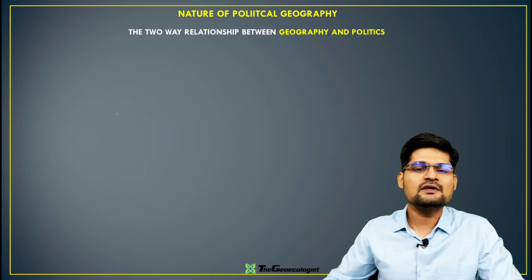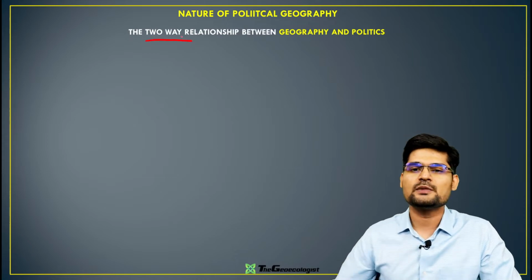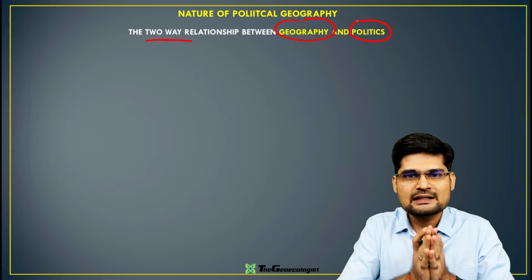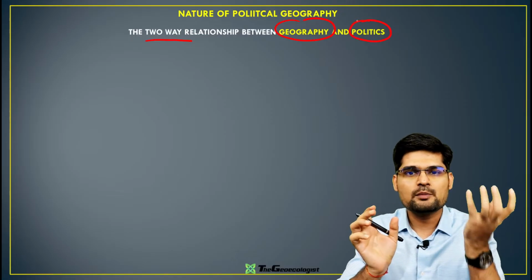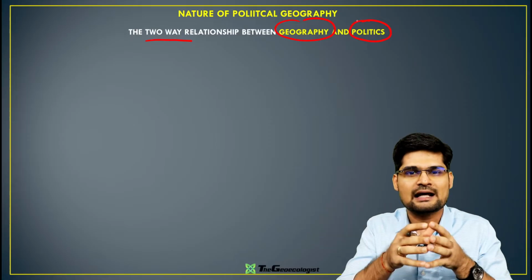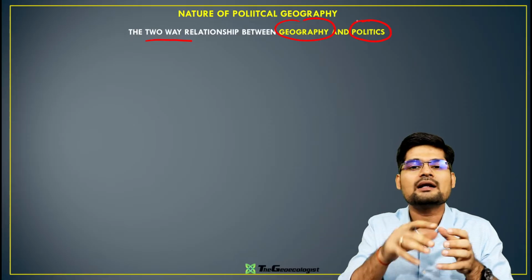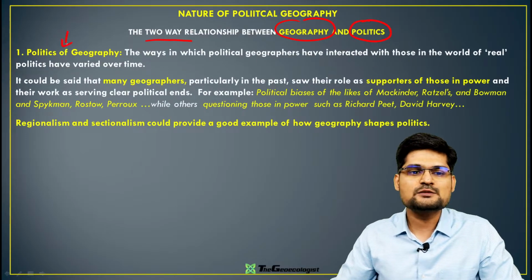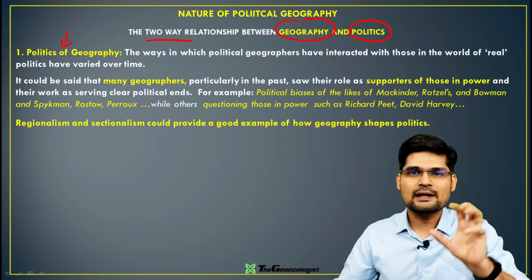So if you observe, there is a two-way relationship between geography and politics. The nature of the subject is this two-way relationship between politics on one hand and geography on the other, how both of them are impacting each other. If you observe this relationship, the first is the politics of geography.